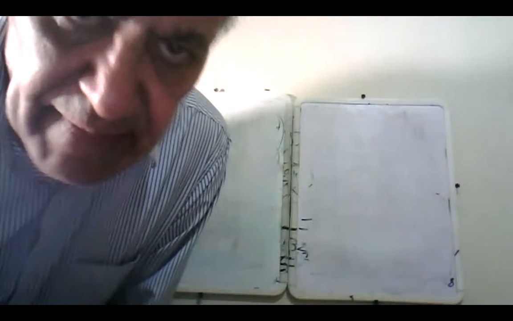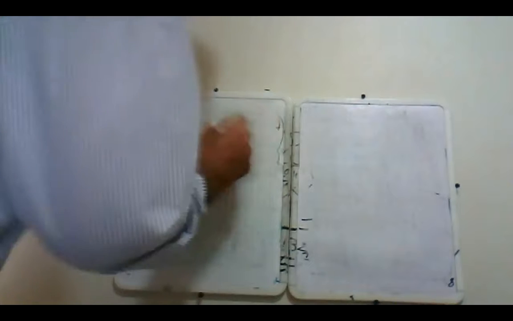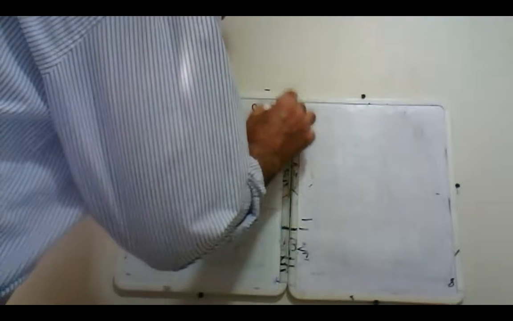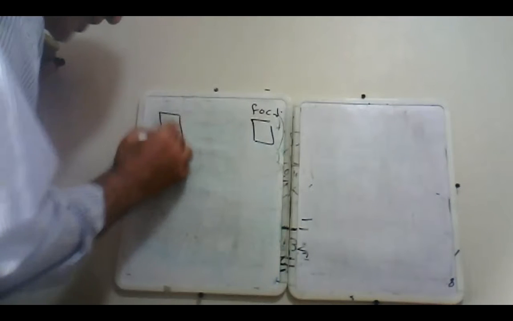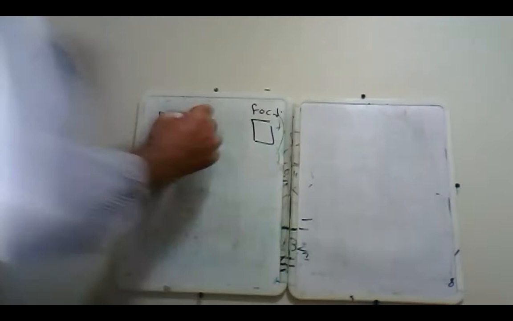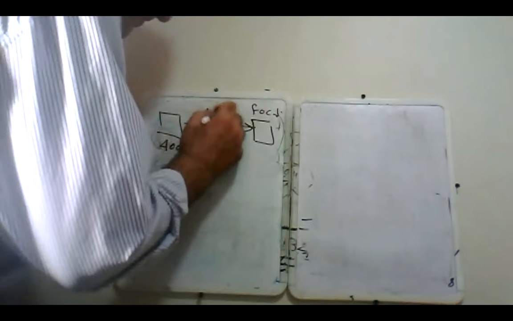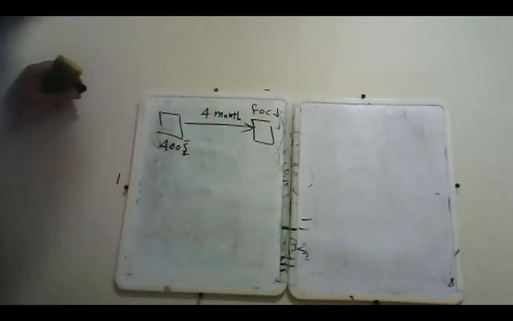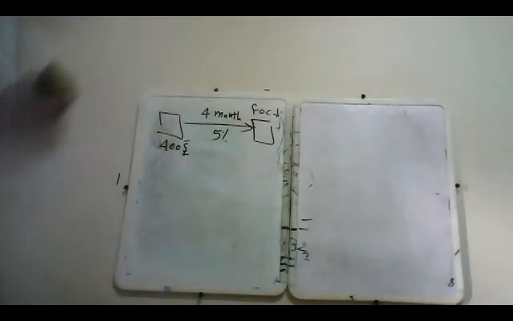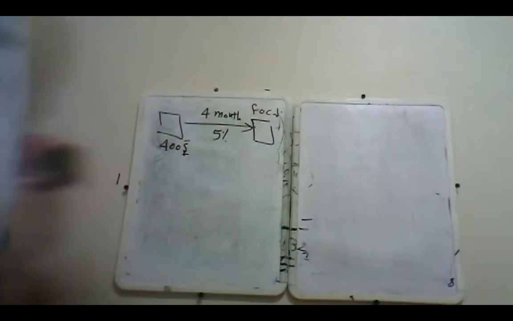The example is saying we have two amounts of money. $400 I have to pay. Now this is the focal date. This $400 I have to pay after 4 months. The time here is 4 months, and the rate of interest is 5%. So this is the first part of the example.